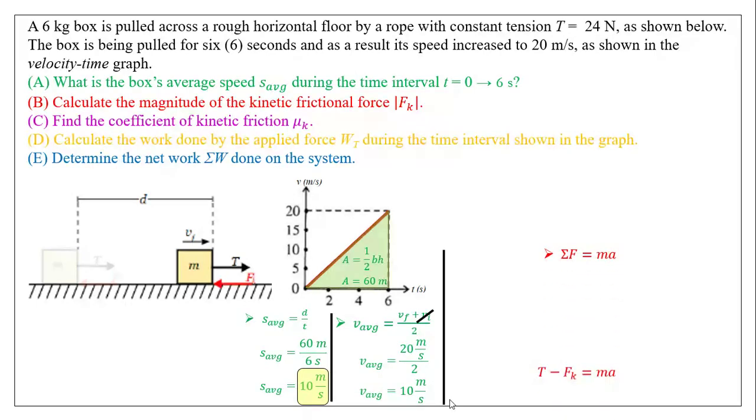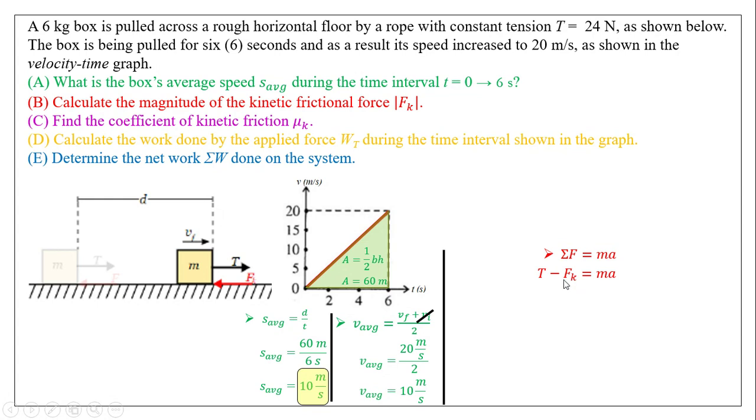Net force equals ma. Here I have T pulling right in the diagram. F of K is pointing leftward. So I'm going to say T minus F of K is equal to ma. Other than that, I'm just going to crack it out to get F of K by itself, because it asks you to find F of K.